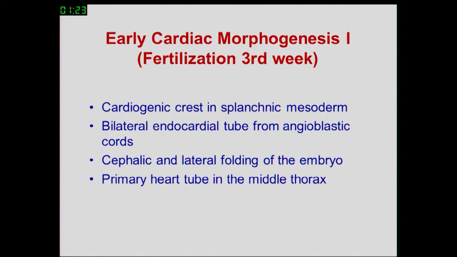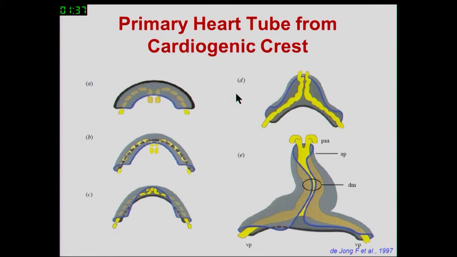At the third week after fertilization, the initial linear heart tube develops from the cardiac crescent, and it is the first organ functioning in the embryo. This is a schematic drawing of formation of the primitive heart tube. The bilateral parts of the cardiac crescent fuse in the midline to form a primitive linear heart tube.